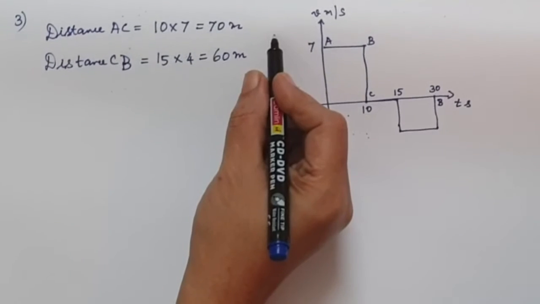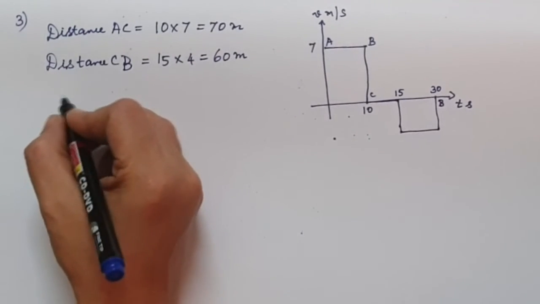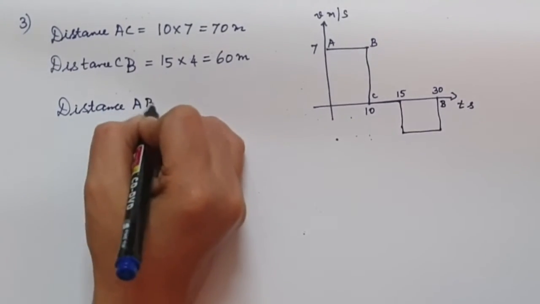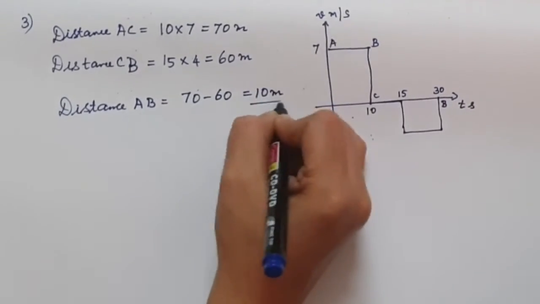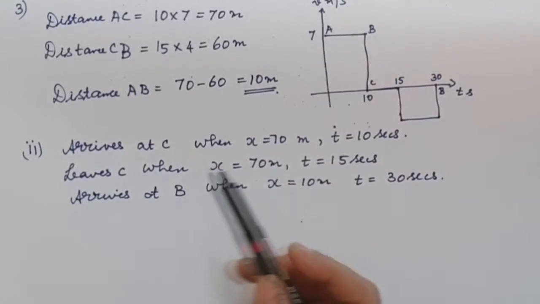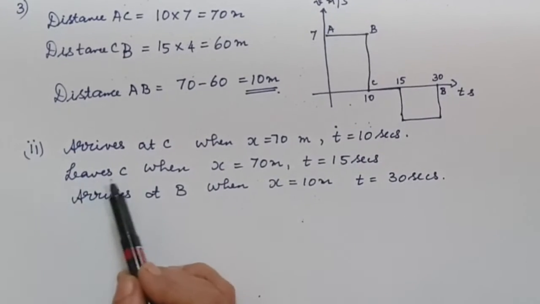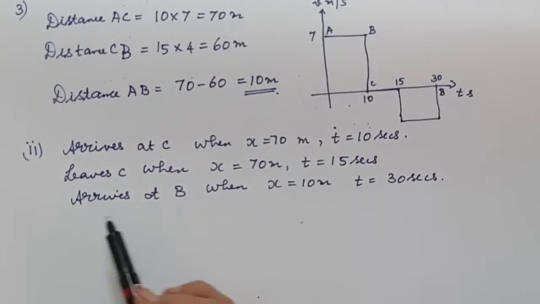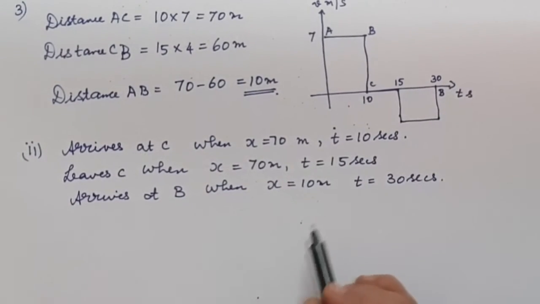So this was the distance he goes forward and this is the distance he goes backward. So distance AB is 70 minus 60, so it will be equal to 10 meters. From all this, we understand that the boy arrives at C when x equals 70 meters and t equals 10 seconds. He leaves C when x equals 70 meters and t equals 15 seconds. Then he arrives at B when x equals 10 meters and t equals 30 seconds.